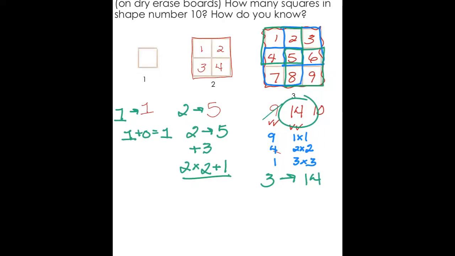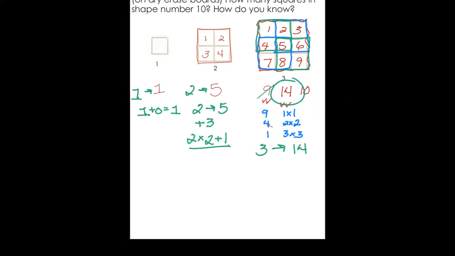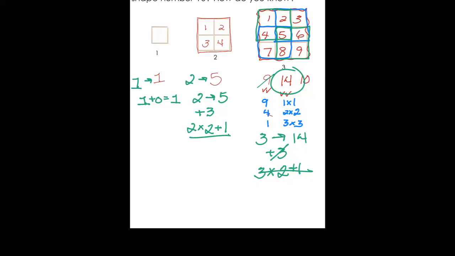Okay? So, can I do either of those to get from 3 to 14? Well, if I add 3, 3 plus 3, that only gives me 6. So I can't just add 3. What if I take 3 times 2 plus 1? Does that give me 14? 3 times 2 plus 1, does that give you 14? No. Might be something else. How else can I get 5 if I start with 2?